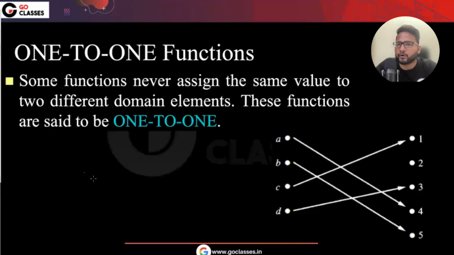Now let's just see one-to-one functions and onto functions. These are the two specific types of function. We will see that, right? So what is a one-to-one function? It is also very easy.